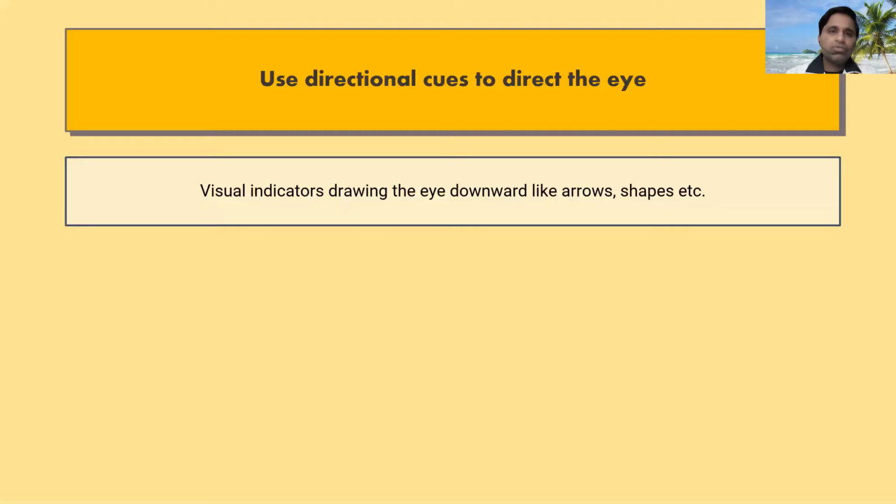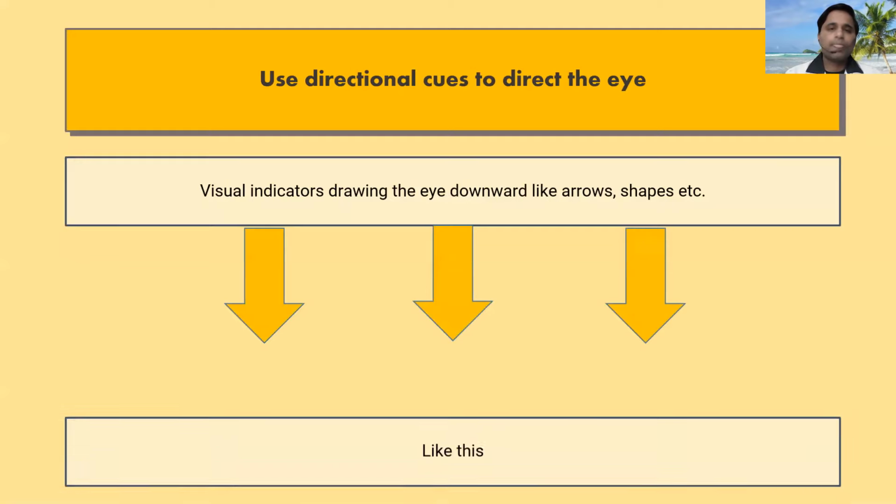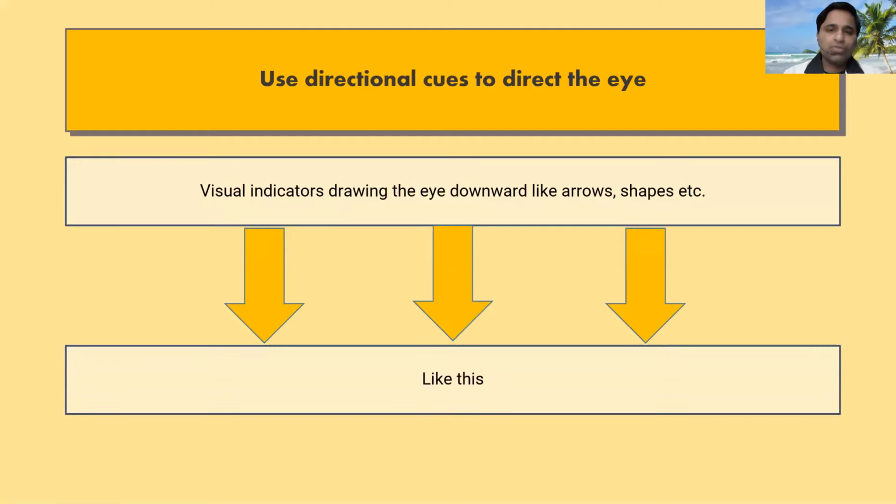Now, use directional cues to direct the eye. What do I mean by that? These are visual indicators drawing the eye downward, like arrows, shapes, etc. Like these arrows, you can use such directional cues on your landing page also, but do not overdo it. I have used three arrows; you can use only a single one. I've just used this for demonstration purposes. But you can certainly use directional cues like arrows and shapes to direct the users' attention towards your content.